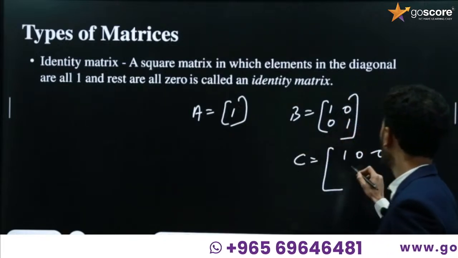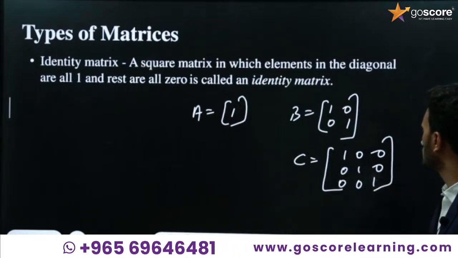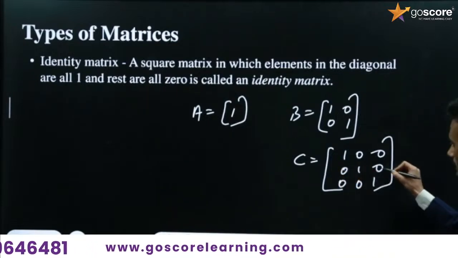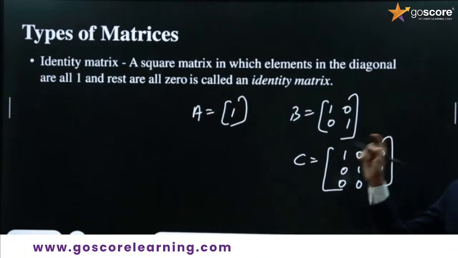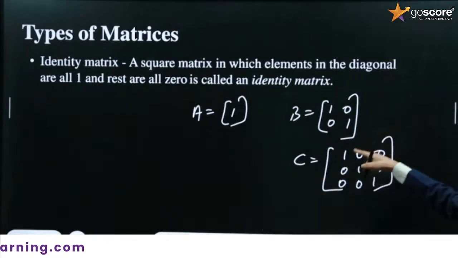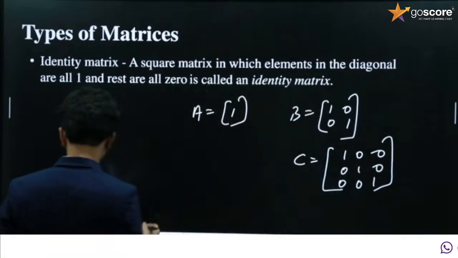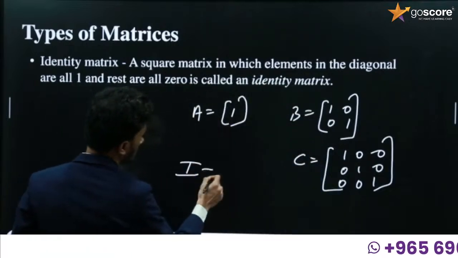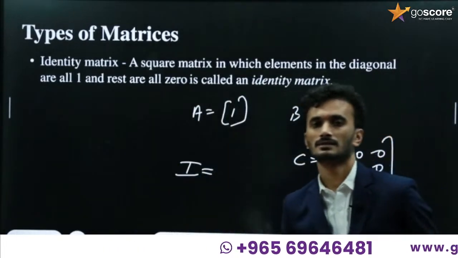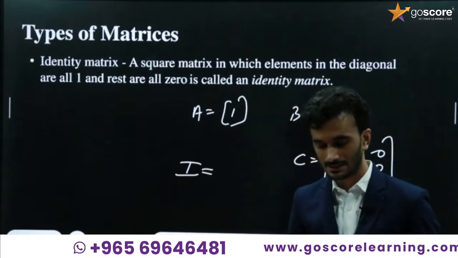1 0 0, 0 1 0, 0 0 1. Here you can see in the third example, the principal diagonal elements are same and equal to 1, which is called an identity matrix. All other non-diagonal elements are 0. So this one is identity matrix. Identity matrix is denoted by the letter I. In matrices and determinants, we denote the identity matrix as capital letter I.